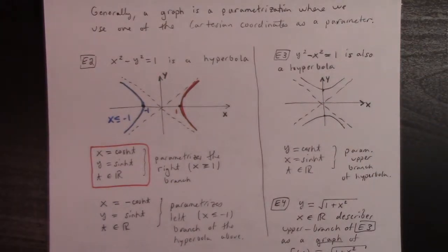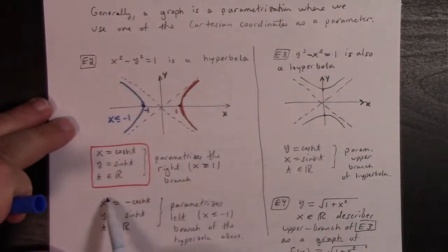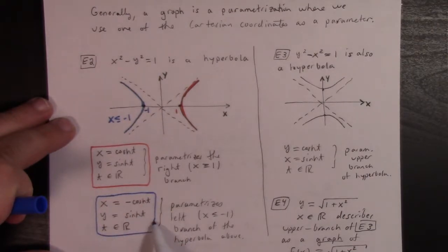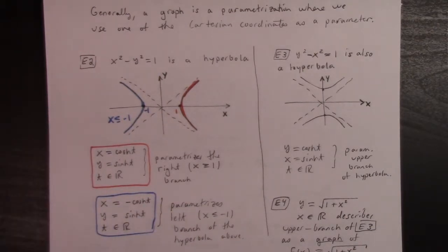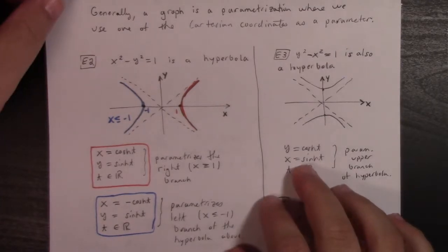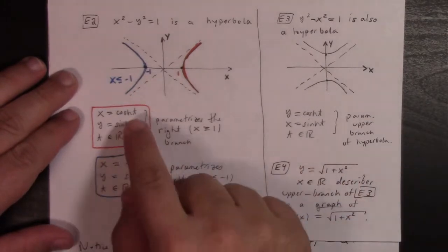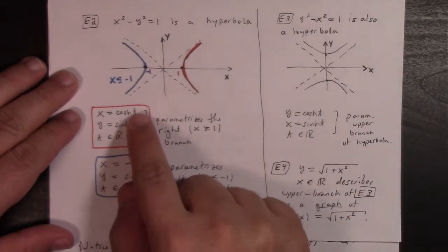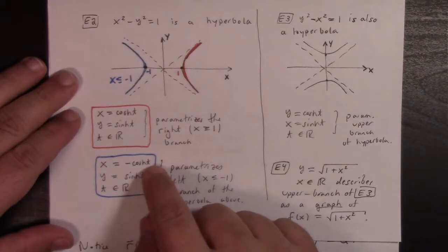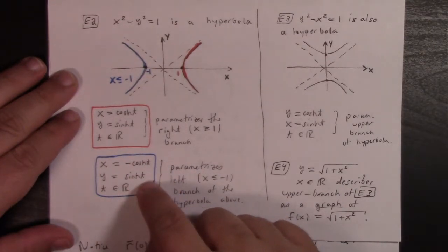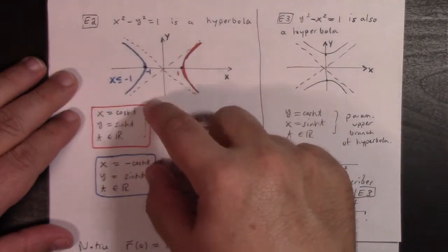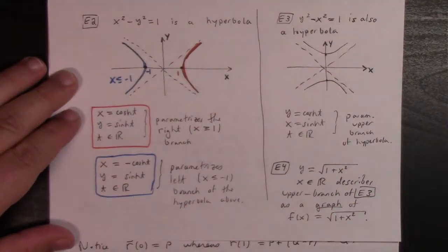Anyway, my point here is that this is a parameterization down here of the left branch. And by the way, the reason both of these are parameterizations of the hyperbola is you can check that x squared minus y squared, which is cosh squared minus sinh squared, or minus cosh squared, which is just cosh squared, minus sinh squared is equal to 1. If you plug these equations into the Cartesian equation, it works.